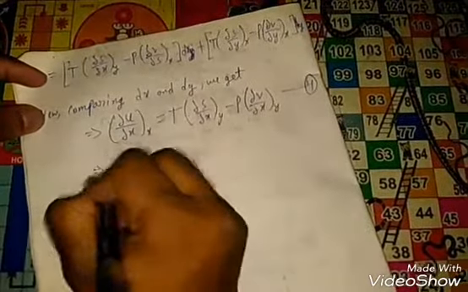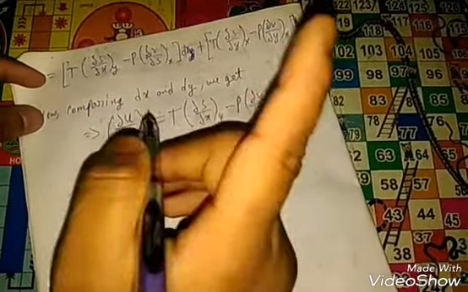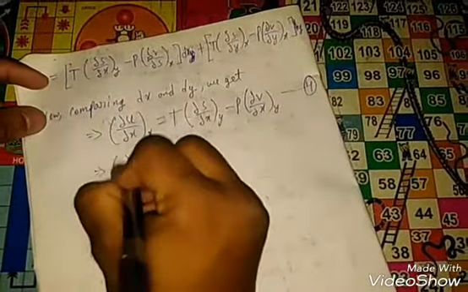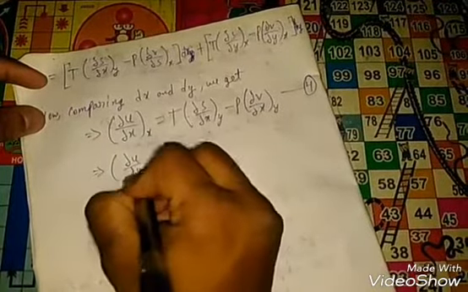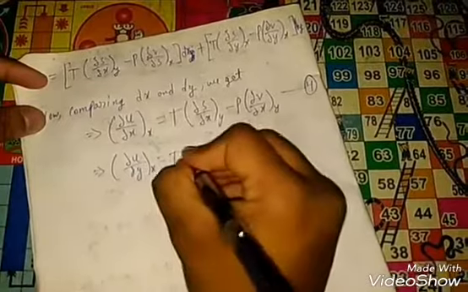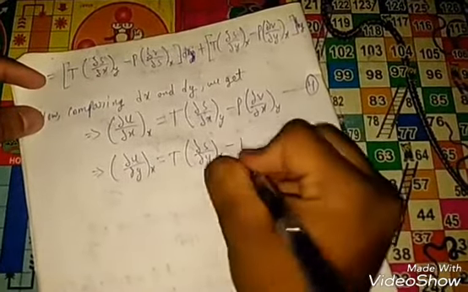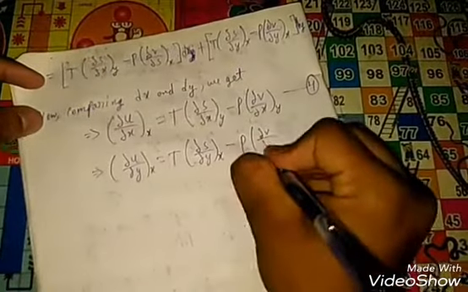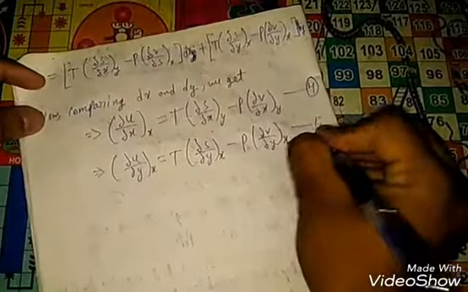Now also we get from the second, comparing dy, we get del u by del y keeping x constant is equal to t del s by del y keeping x constant minus p del v by del y keeping x constant. We put this equation number 5.